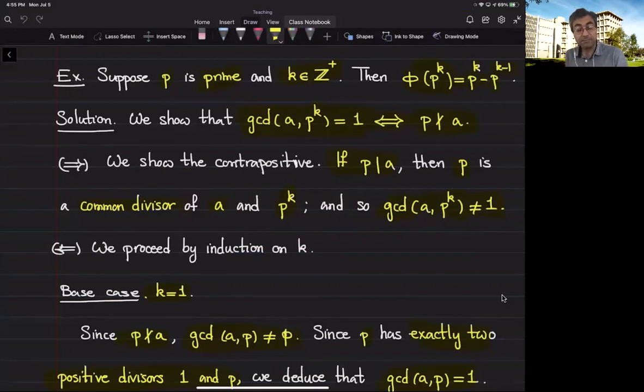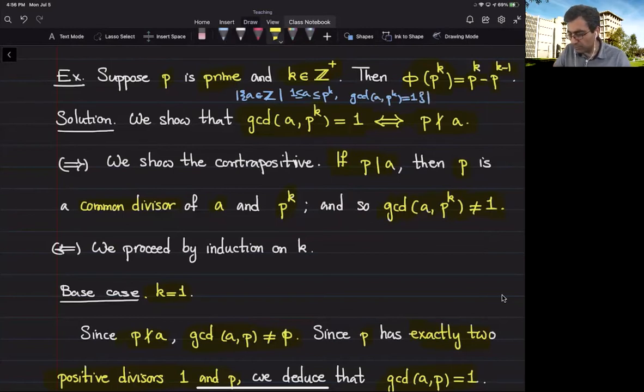By definition, phi of p to the k tells us how many integers we have in the range from 1 to p to the k, where GCD of a and p to the k is 1. So we are counting how many integers we have in the range 1 to p to the k, so that GCD of a and p to power k is 1. That is the number we are interested in.